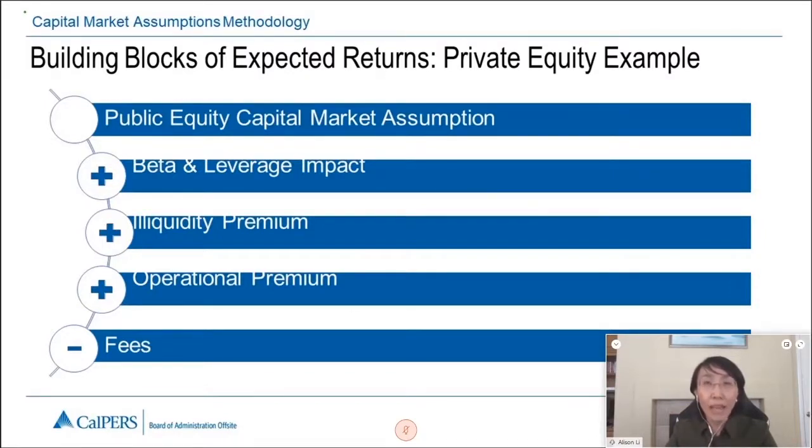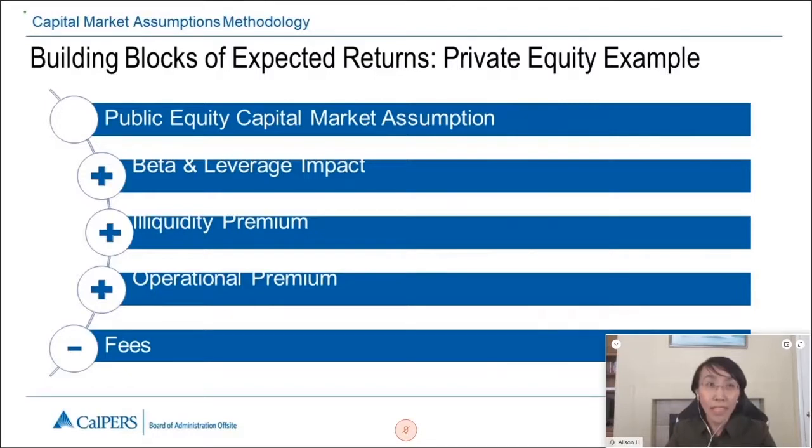Thirdly, we add a compensation for lack of access to invested capital. Fourthly, we add the value that general partners can generate through operating in the private market without the short-termism and formulating and executing a successful business strategy. And finally, we subtract fees paid to general partners in a typical private equity structure that include both base fee and performance fee.